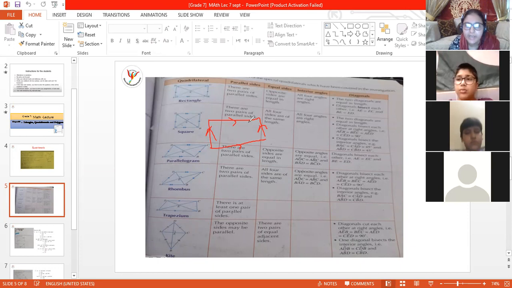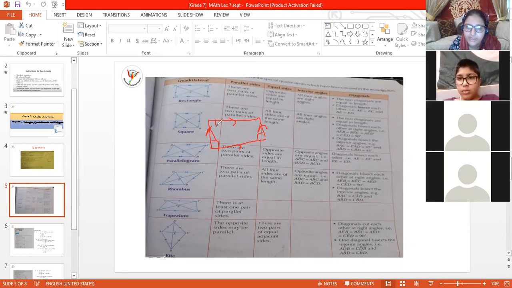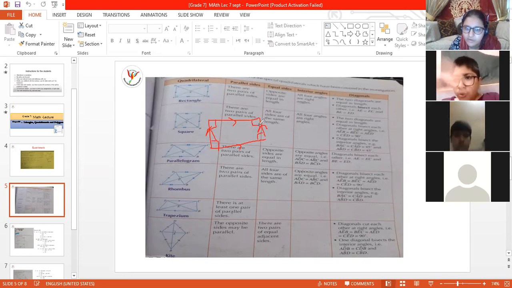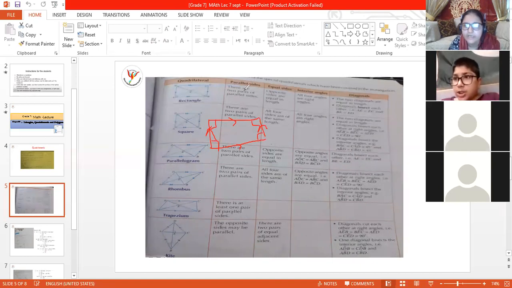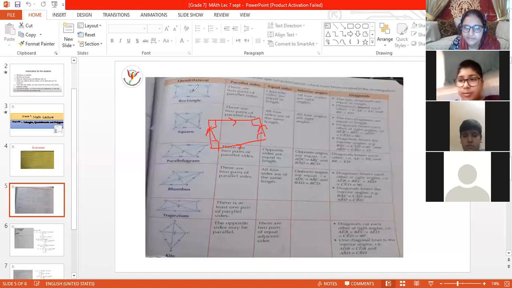We also know that in a rectangle, all the four angles are of 90 degrees. So first of all, there are two pairs of parallel sides. These are the parallel sides, and these are the parallel sides. So there are two pairs of parallel sides. Opposite sides are equal in length. Yes, the opposite sides are equal in length.